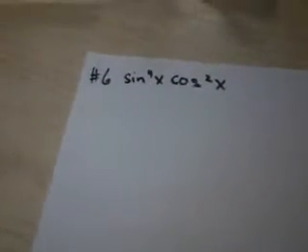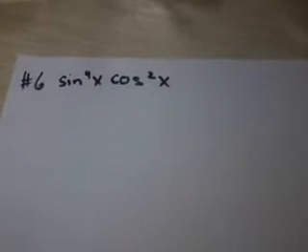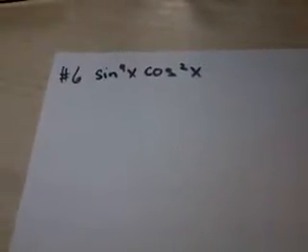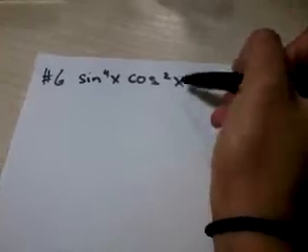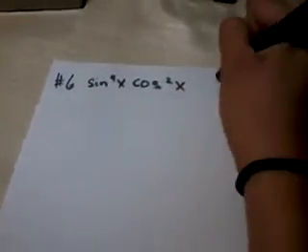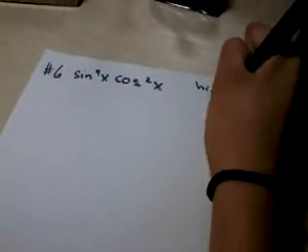Hello, this is Unit S, Concept 3, which is using power reducing formulas, and this is problem number 6. In this concept, our goal is to try to reduce the power. So we see here that we have sine to the fourth power of x times cosine squared of x. We're going to try to simplify it so that we are left with the highest power, and the highest power is 1.